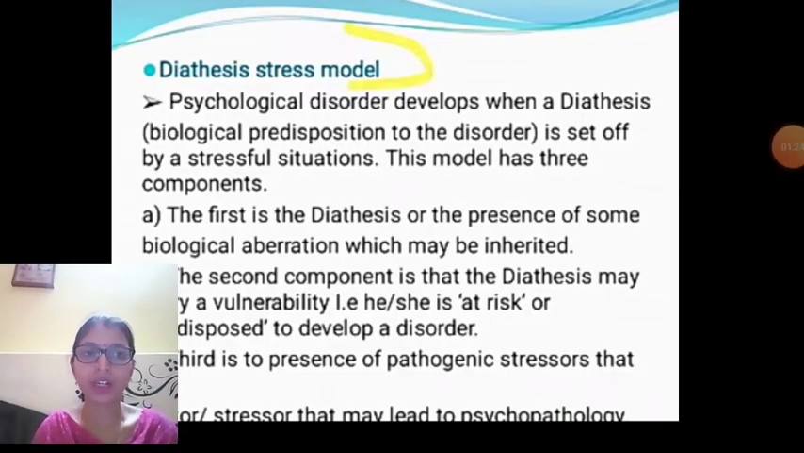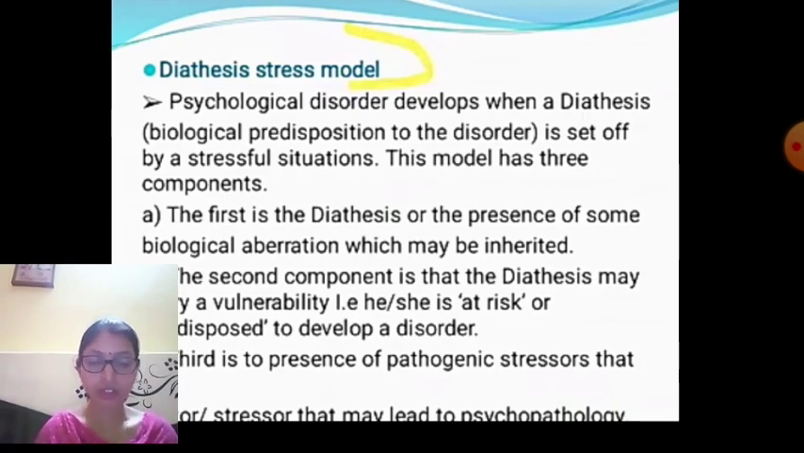This model is basically a recent model and it is widely accepted. So basically in addition to these previous models, one of the most widely accepted explanations of abnormal behavior has been provided by the diathesis stress model. This model states that psychological disorders develop when a diathesis, that means the biological predisposition to the disorder, is set off by stressful situations, and this model has 3 components.